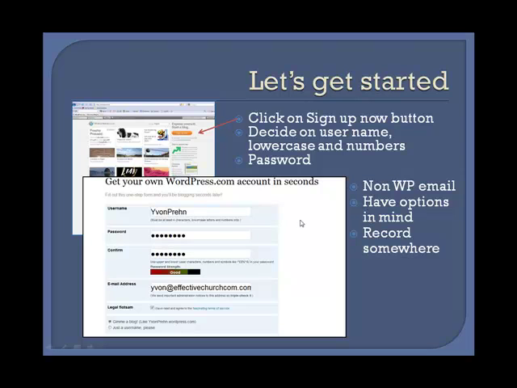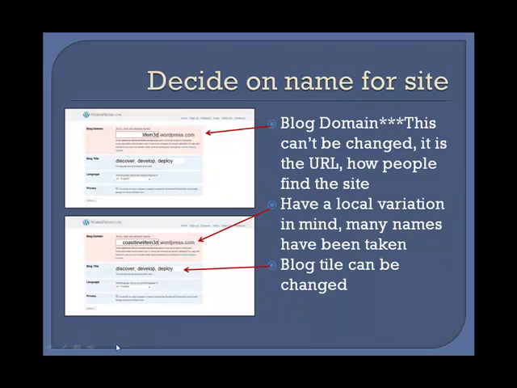Especially on your name. If you have a common name, chances are somebody else has a blog registered in that name. So use a middle initial, or whatever you want to do. You can even have numbers in there. That's okay. And then I'd recommend that you record these somewhere. Then down at the bottom of the page, you click Give Me a Blog, and it does that.